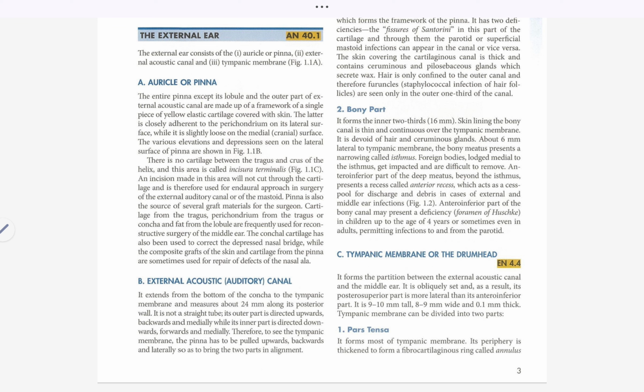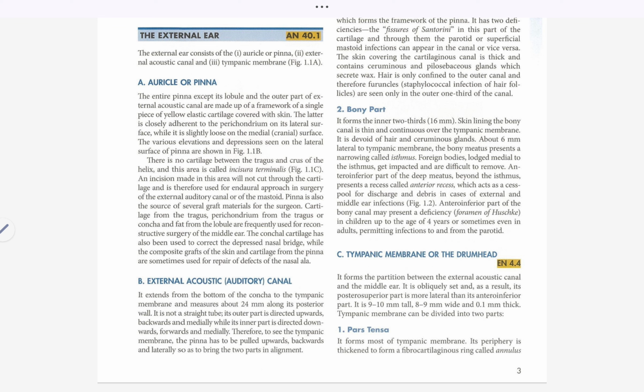External acoustic or auditory canal. It extends from the bottom of the concha to the tympanic membrane and measures about 24 mm along its posterior wall. It is not a single straight tube. Its outer part is directed upwards, backwards, and medially, while its inner part is directed downwards, forwards, and medially.